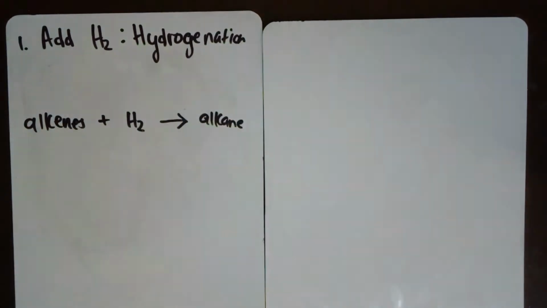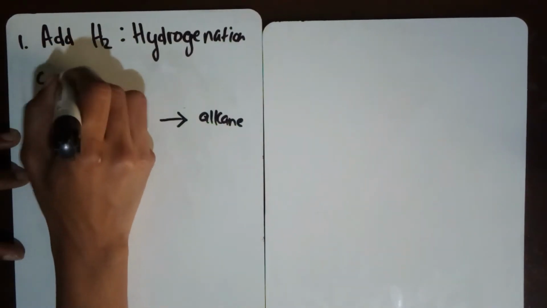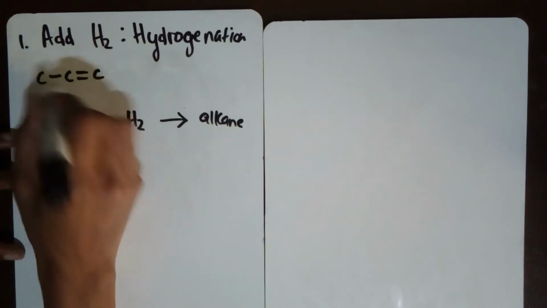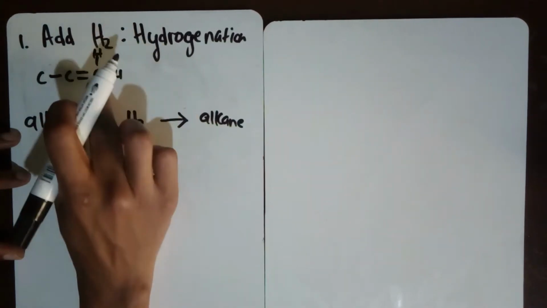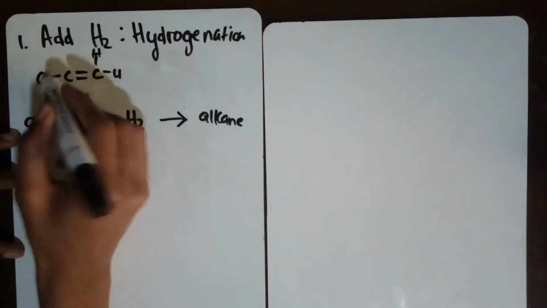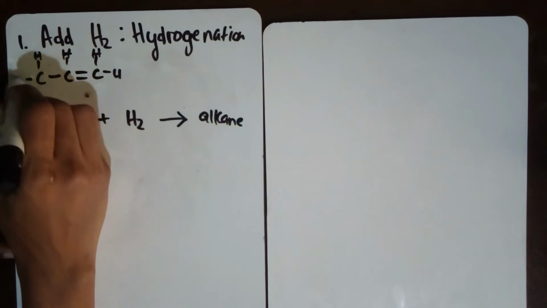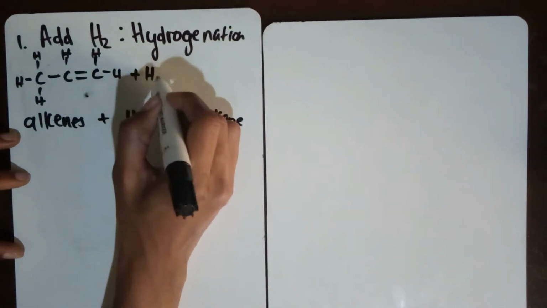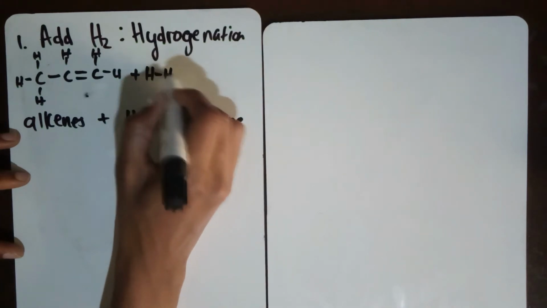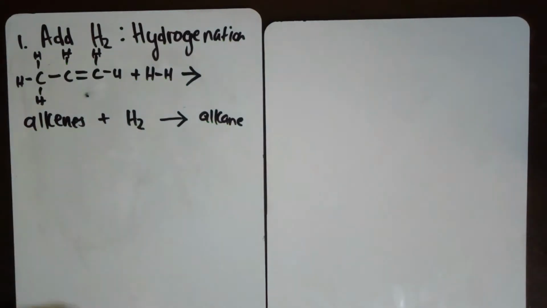So let us take a simple alkene. Let us say we had propene. Propene means we have 3 carbons. Nope, I'm lying, there's no bond there. And we have an H. And then we add hydrogen, so it's 2 H's. And then we're supposed to get an alkane.